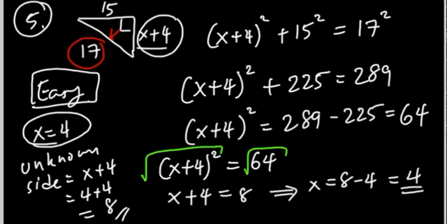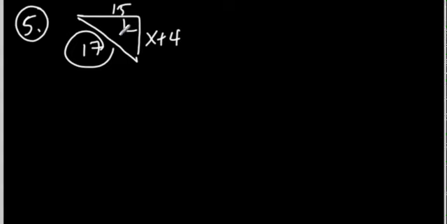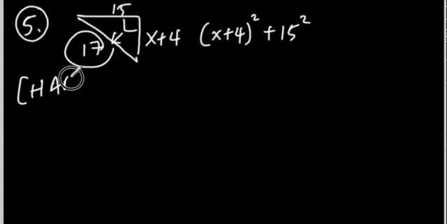Okay, so that was the easy way. Let's do the hard way, which I believe a number of people might have tried. It's the same question. I'm just going to draw it again. So this is x plus 4, 15, 17. We already know that this is the hypotenuse because it's right across, so that's okay. So x plus 4 squared plus 15 squared is equal to 17 squared. Again, this is the hard way.